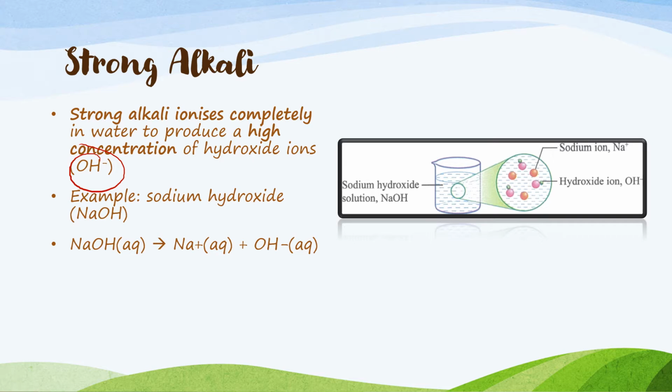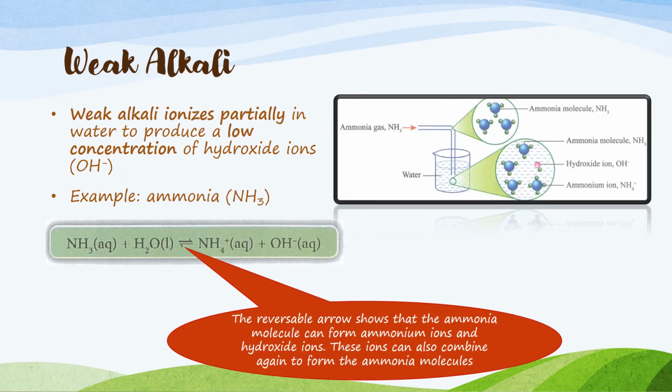The definition is very similar. Both strong acid and strong alkali ionize completely in water, but for strong acid, the ionization produces a high concentration of hydrogen ion, while for strong alkali, the ionization produces a high concentration of hydroxide ion. Similarly over here, when sodium hydroxide ionizes in water, you get sodium ion and hydroxide ion. And as I mentioned earlier, the definition is very similar between weak acid and weak alkali.